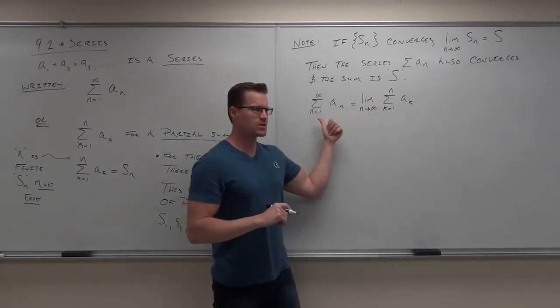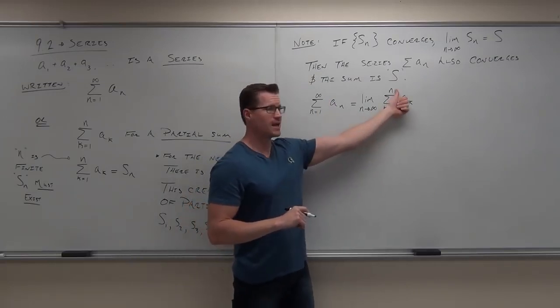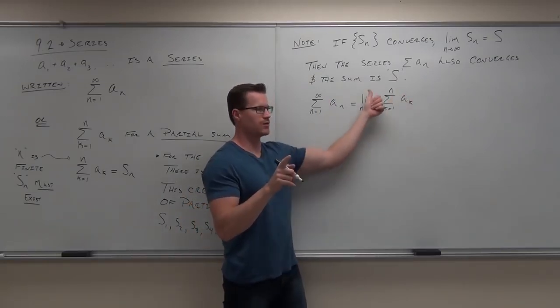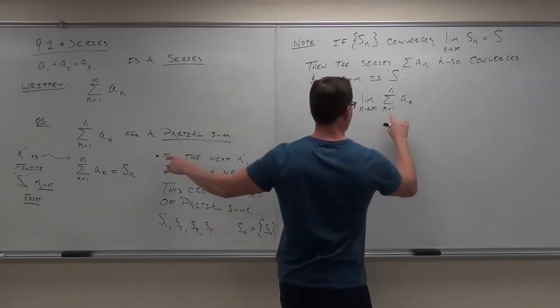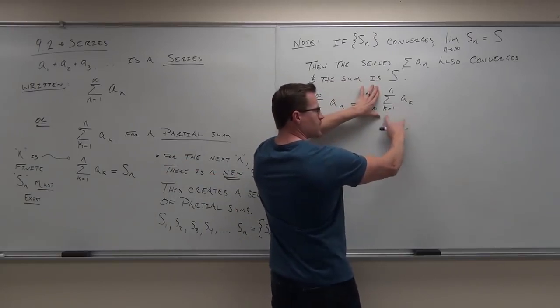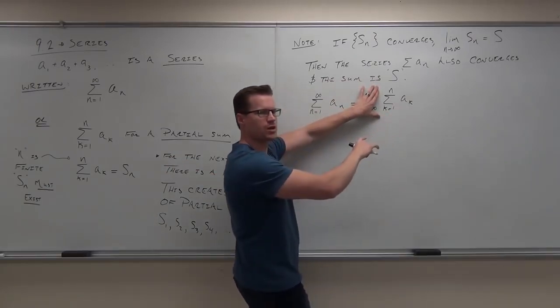Now do these look the same to you? Yes. This says, hey, you're going from 1 to n, but now take n to infinity. That creates this for us. Well, here's the cool thing about this. We already have a definition for what this thing is. This right here is your partial sum. Do you see it?